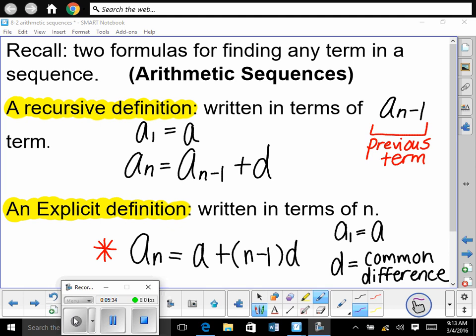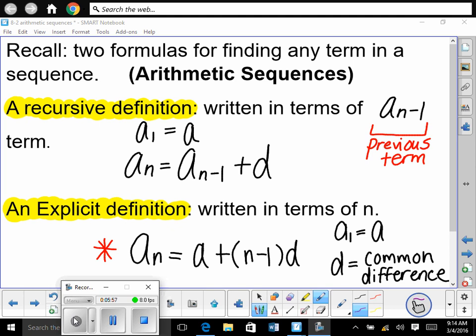So for an arithmetic sequence, this is the recursive definition. So, a sub n is equal to a sub n minus 1 plus d, where d is the common difference. That will always work for any arithmetic sequence. That's the recursive definition for it. An explicit definition. Now, once again, we can write our own, but in general, this will always be true.